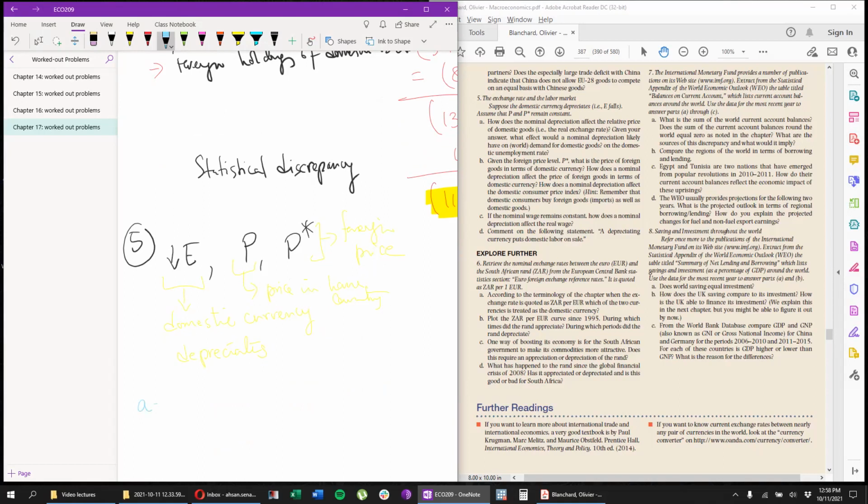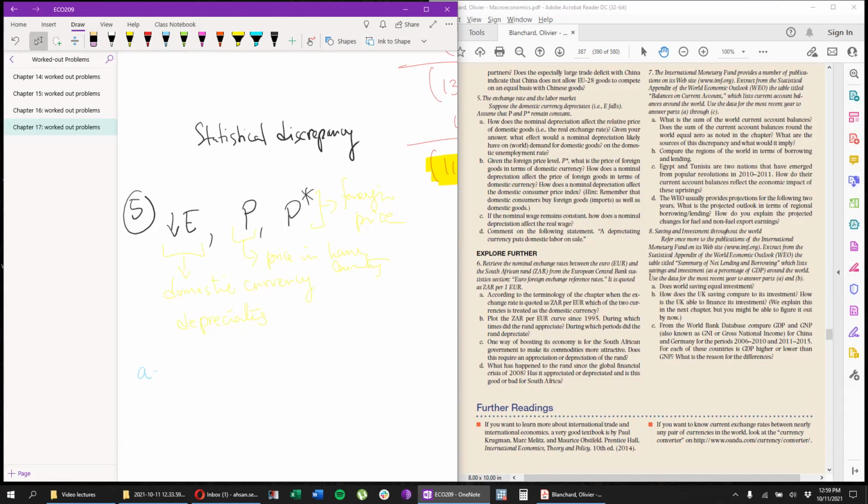How does nominal depreciation affect the relative price of domestic goods? Relative price. Okay, let's talk about relative price. It is effectively the price of a good in our country with respect to the price in another country. So the price in our country is P, and the price in another country is P star.